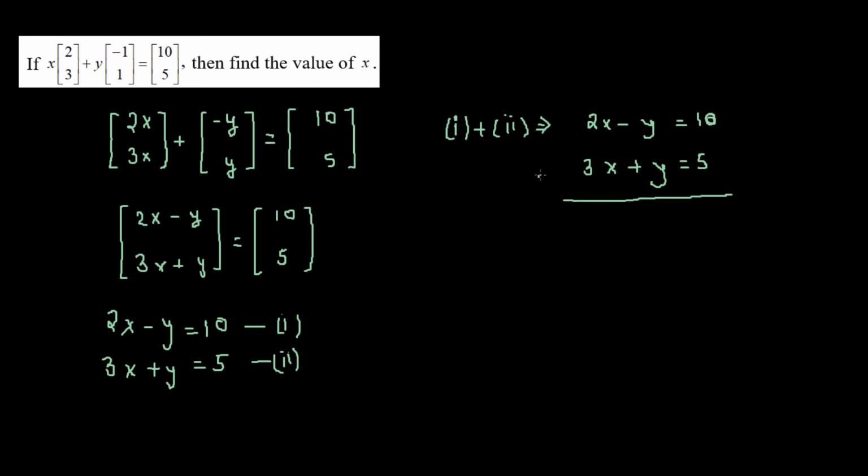So we add them up. 2x and 3x add up to 5x. Negative y and positive y will cancel out each other. 10 and 5 gives us 15. So x is equal to 15 divided by 5, which is 3. So that's the value of x. There we go.